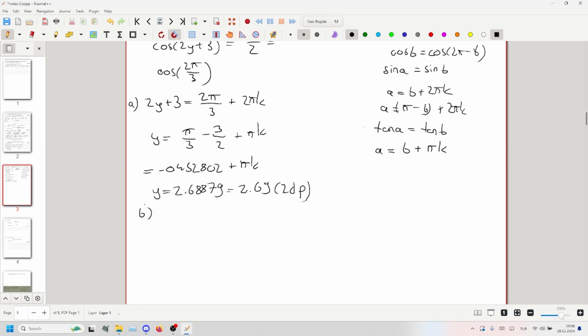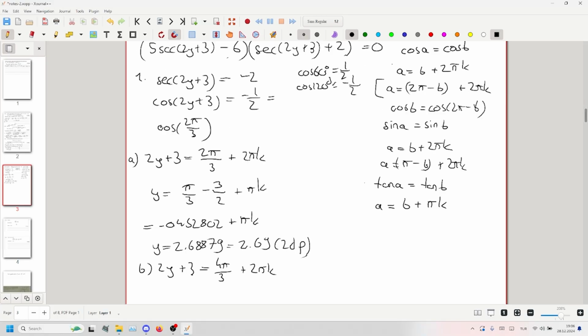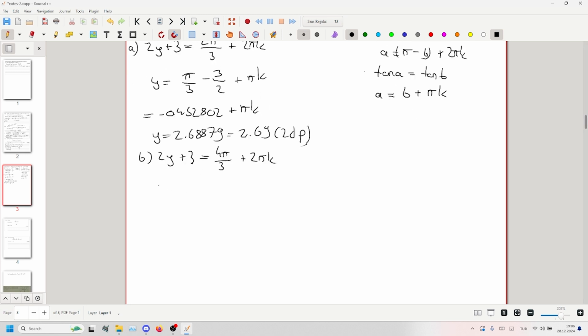The second thing we can write is that 2y plus 3 is going to equal 2 pi minus 2 pi thirds. That would be 6 pi minus 2 pi divided by 3, so 4 pi thirds plus 2 pi k. I'm essentially doing this right here. This is this one, and the one that we did before was this one. So now, if we solve for y, we'll get y is equal to 2 pi thirds minus 3/2 plus pi k.